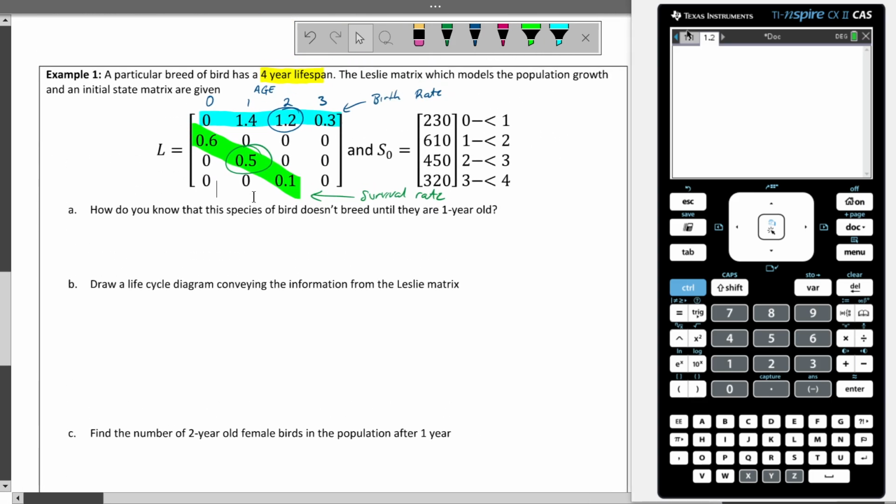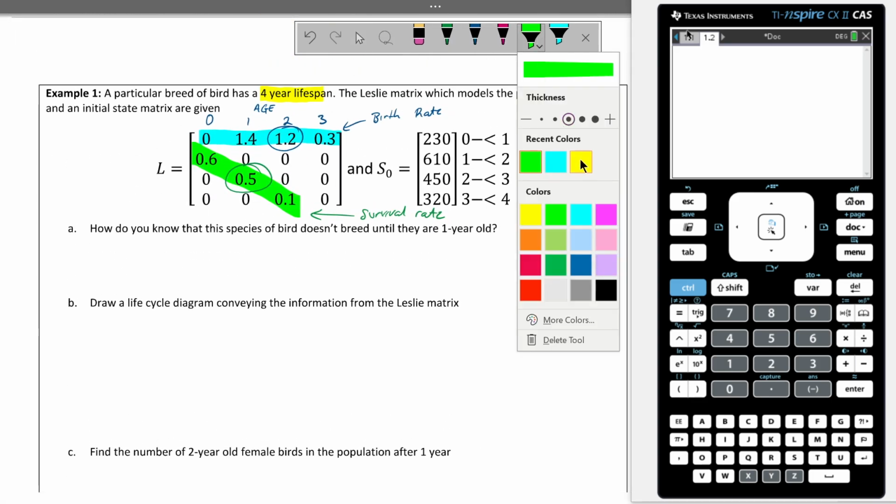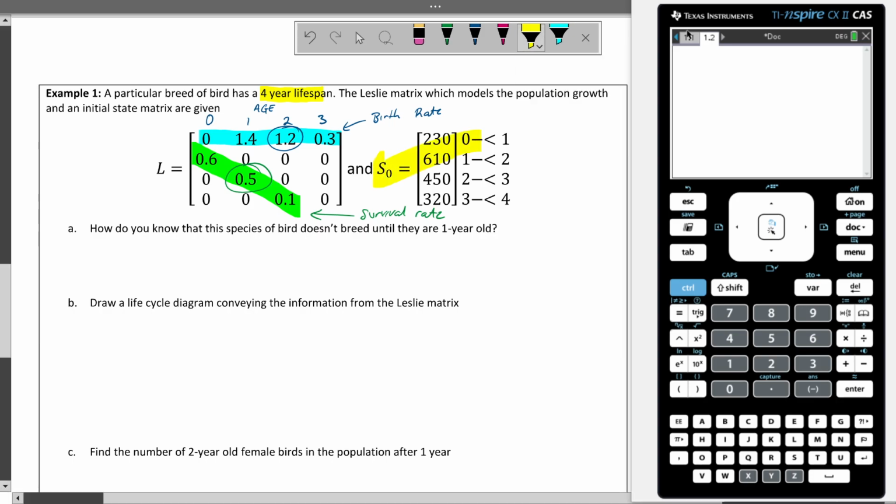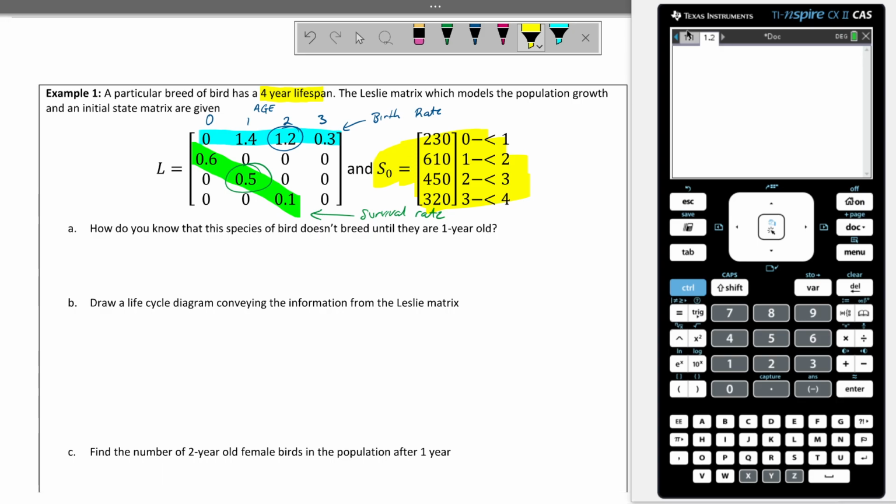All right. And then we have S of 0 here. Let me just highlight it so you can see what I'm referring to. This thing right here, S of 0. S of 0 is just our initial state matrix. So it's telling us at the very beginning what the population of each age group is. So we have 230 0-year-olds, 610 1-year-olds, 450 2-year-olds, 320 3 to 4-year-olds. That's the ranges there.